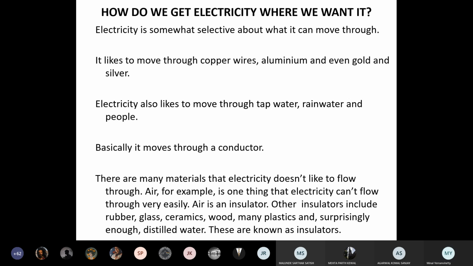So electricity moves through a good conductor, and conductors are all metals. There are many materials that electricity doesn't like to flow through. For example, air is one thing that electricity can't flow through very easily. That's why vacuum is the best thing if you want an insulator. Other insulators include rubber, glass, ceramics, wood, plastics. And surprisingly enough, distilled water, as I already said. These are known as insulators.